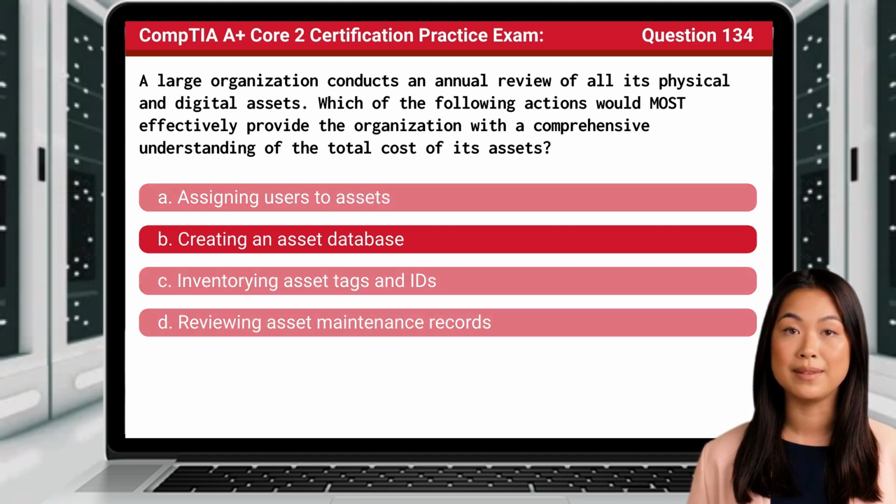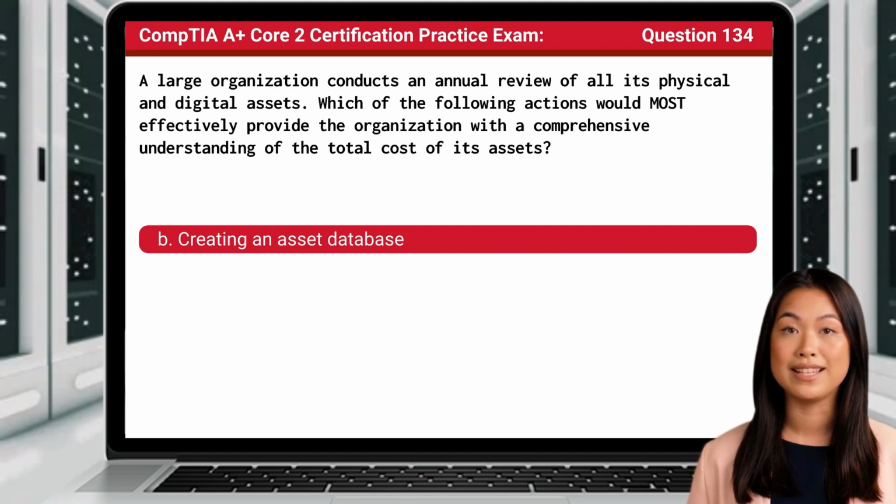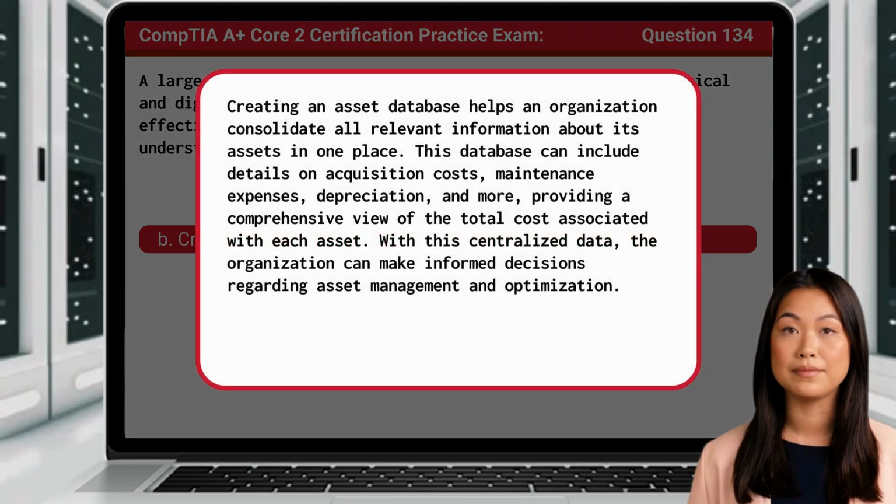The answer is B. Creating an asset database. Creating an asset database helps an organization consolidate all relevant information about its assets in one place. This database can include details on acquisition costs, maintenance expenses, depreciation, and more, providing a comprehensive view of the total cost associated with each asset. With this centralized data, the organization can make informed decisions regarding asset management and optimization.